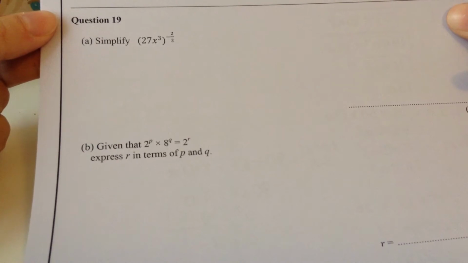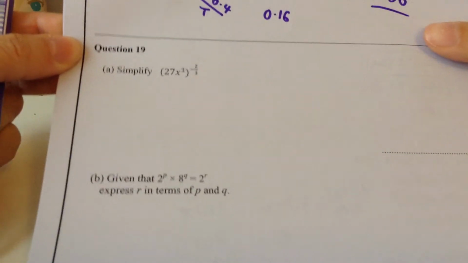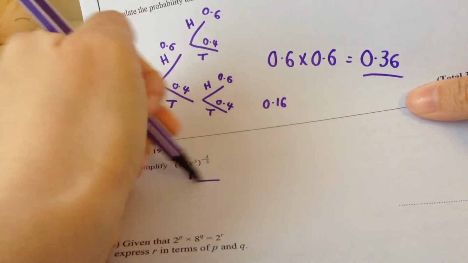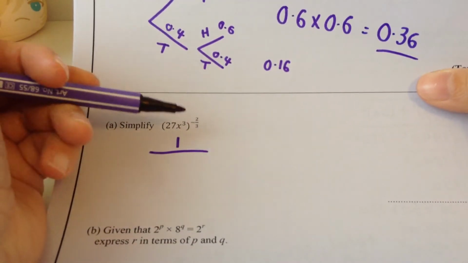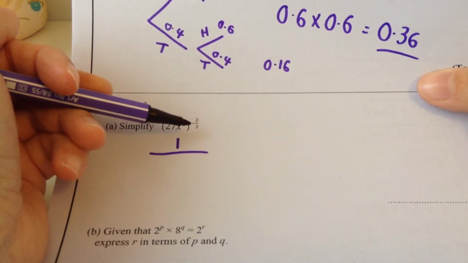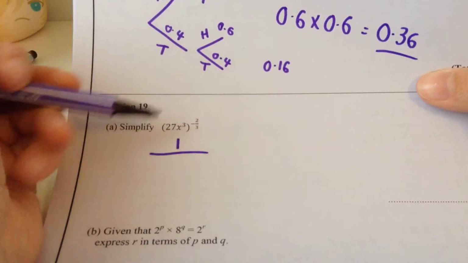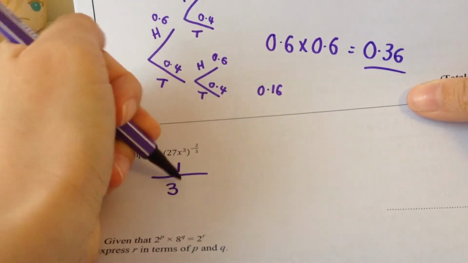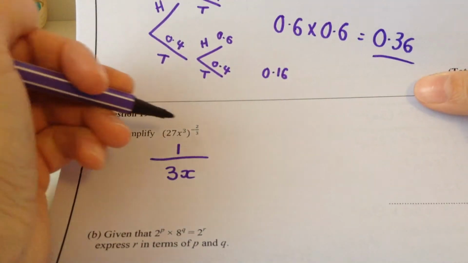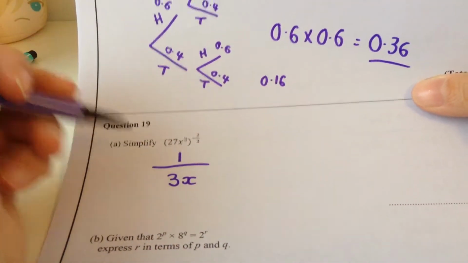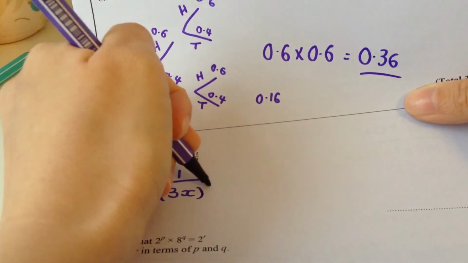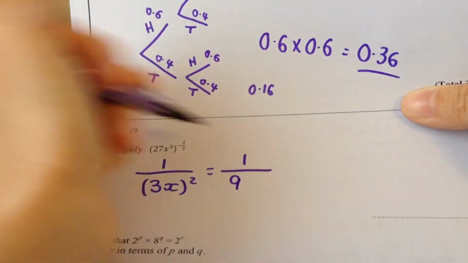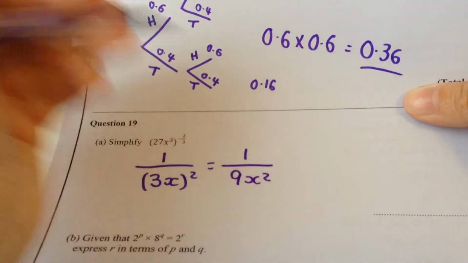Okay, 19. Simplify this thing. Okay, so the minus means 1 over. The 3 on the denominator means cube root. So let me just cube root it first. Cube root of 27 is 3. And the cube root of x cubed is x. Okay, then the 2 on the top means I then have to square it. So we square it, which makes 9x squared. So that's the answer.